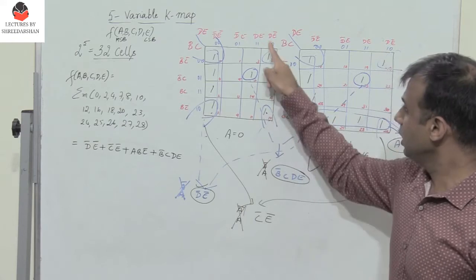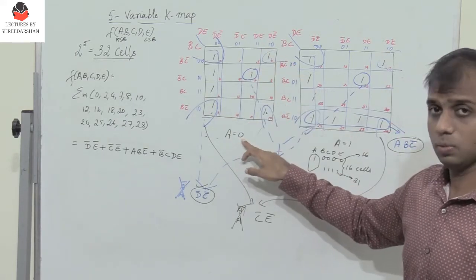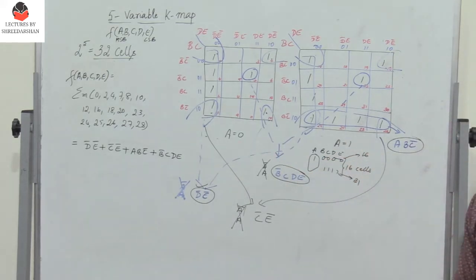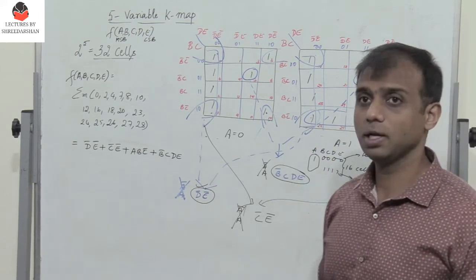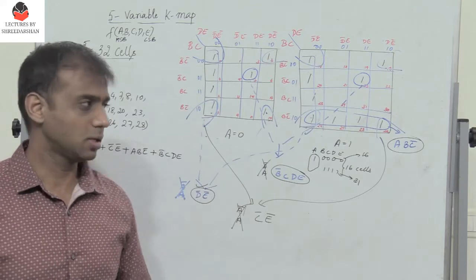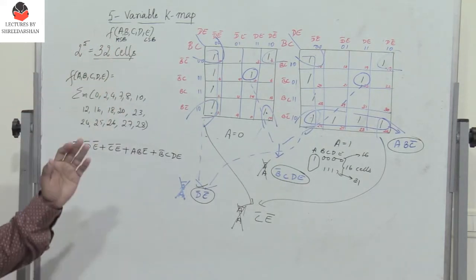And of course, if it belongs to the first 4 variable K-map, I have A which is 0, so I would get A bar here, and here I would get A equal to 1. So the process of simplifying a 5 variable expression using a K-map is very simple. So let's take another example and let us see how we can simplify a 5 variable expression using a K-map.